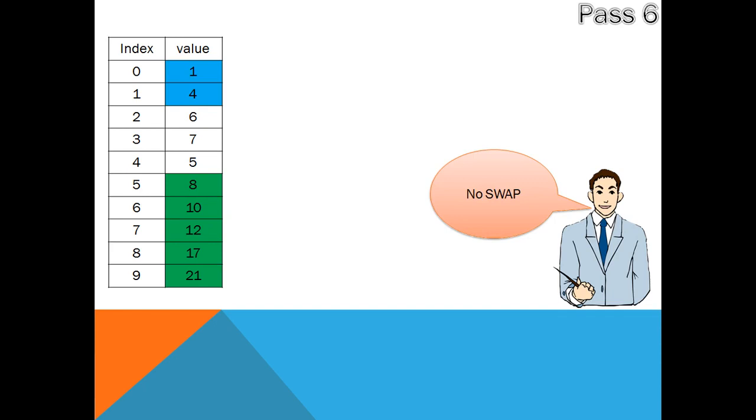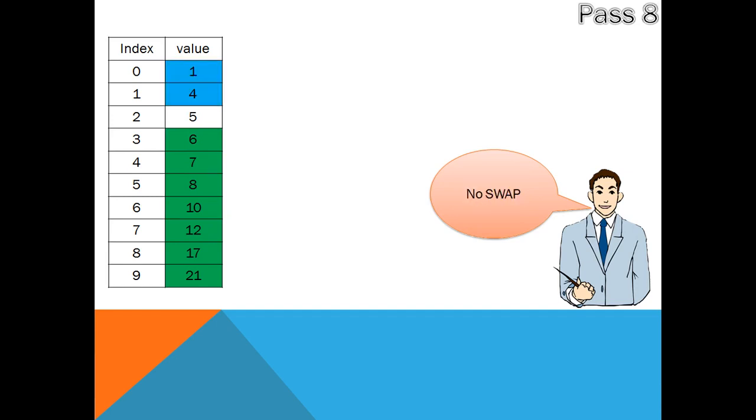Now pass number 6. 1, 4 not required. 4, 6 not required. 6, 7 not required. 7, 5 required. Now at the end of pass number 6, we have the 6th largest element, 7, in the 6th position from the back end. Now let us move to pass 7. No exchange. No exchange. Exchange required. That is the end of it. After pass 7, 6 will be moving there.